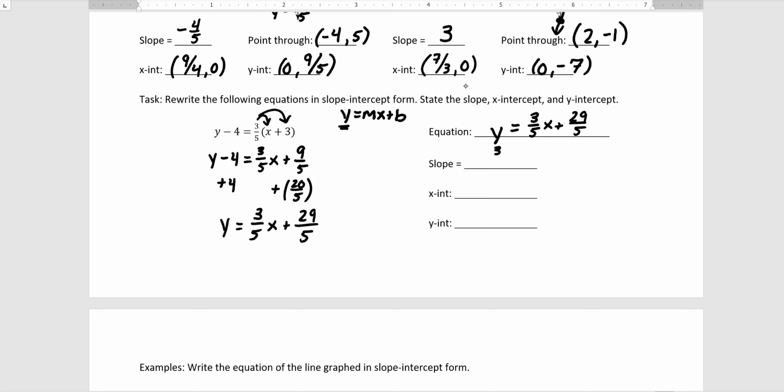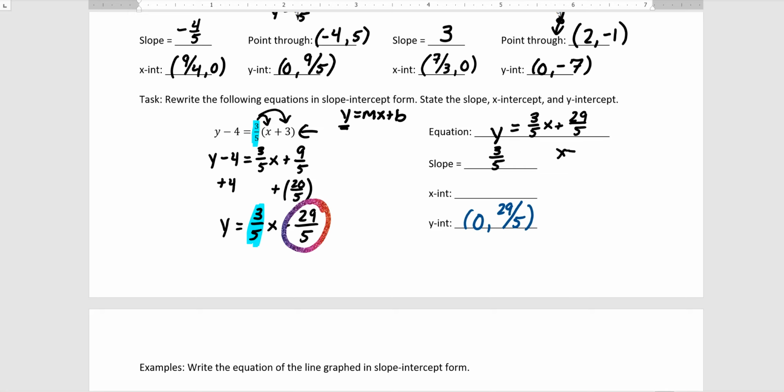My slope, of course, is 3/5. I can see that from both equations. I can see it here, and I can see it here, all right? Now, my x-intercept I'm going to come back to because my y-intercept, now I have very apparent. My y-intercept is this point right here. So my y-intercept is going to be 0, comma, 29/5.